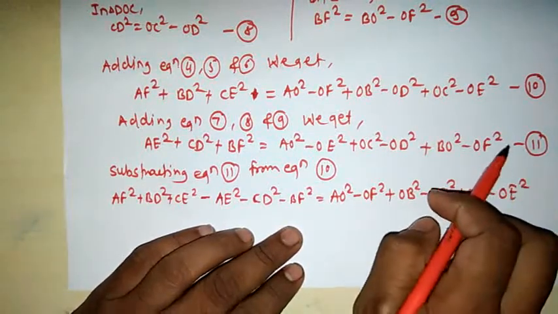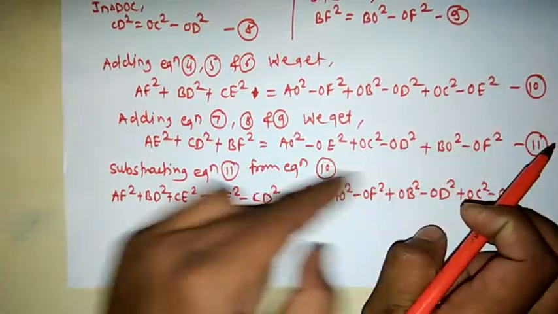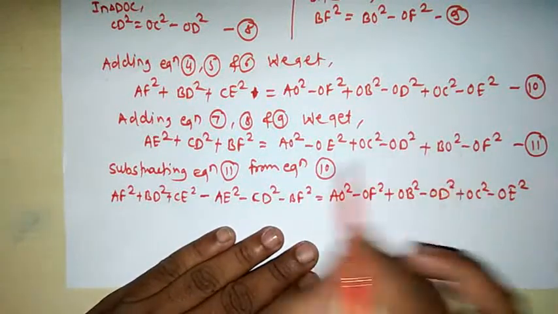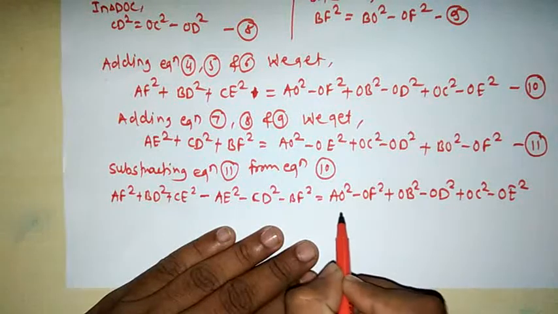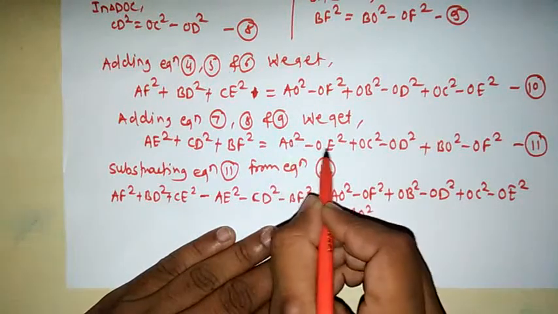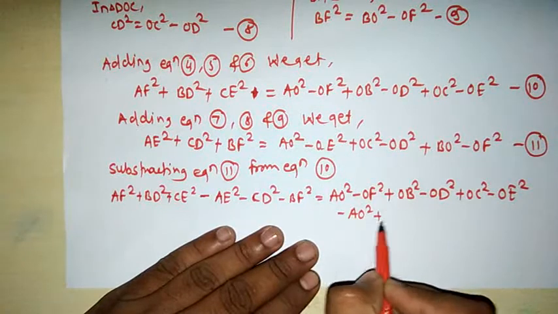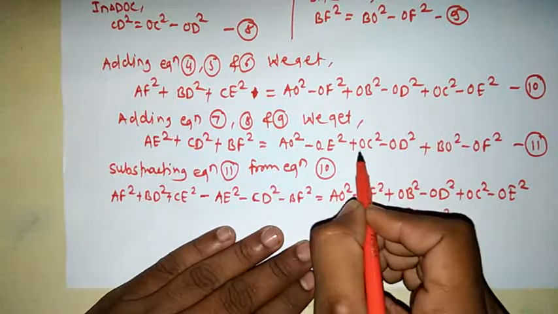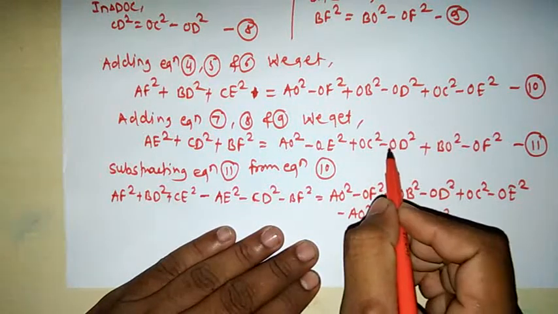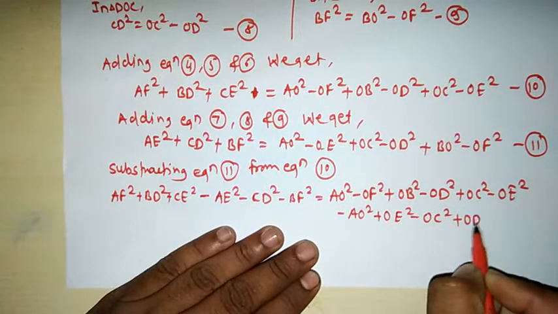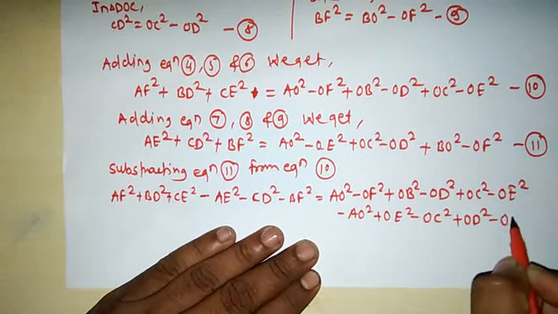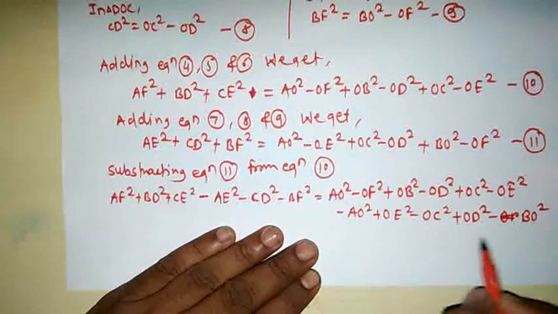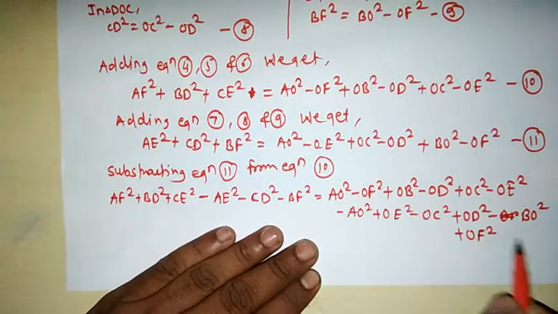After subtracting equation 11 from equation 10, what will happen? We have to change the signs of these terms. Here plus AO square will become minus AO square. Here minus OE square will become plus OE square. Here plus OC square will become minus OC square. Here minus OD square will become plus OD square. Here plus BO square will become minus BO square. And here minus OF square will become plus OF square.